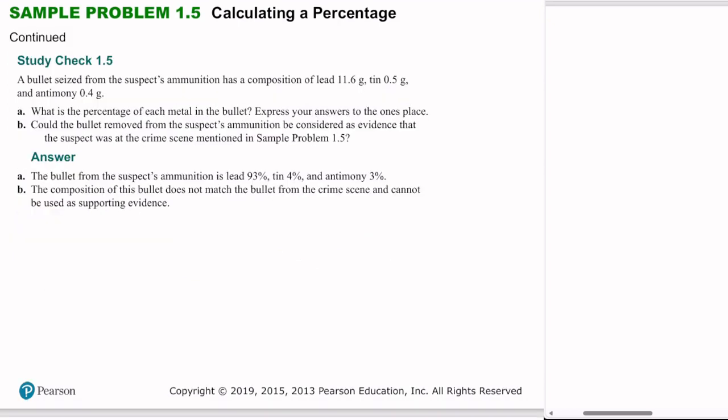A bullet seized from the suspect's ammunition has a composition of lead of 11.6 grams and tin of 0.5 grams and antimony of 0.4 grams. This gives us a total of 12.5 grams. That will be our whole in our equation. Remember, percent is equal to part over whole times 100.